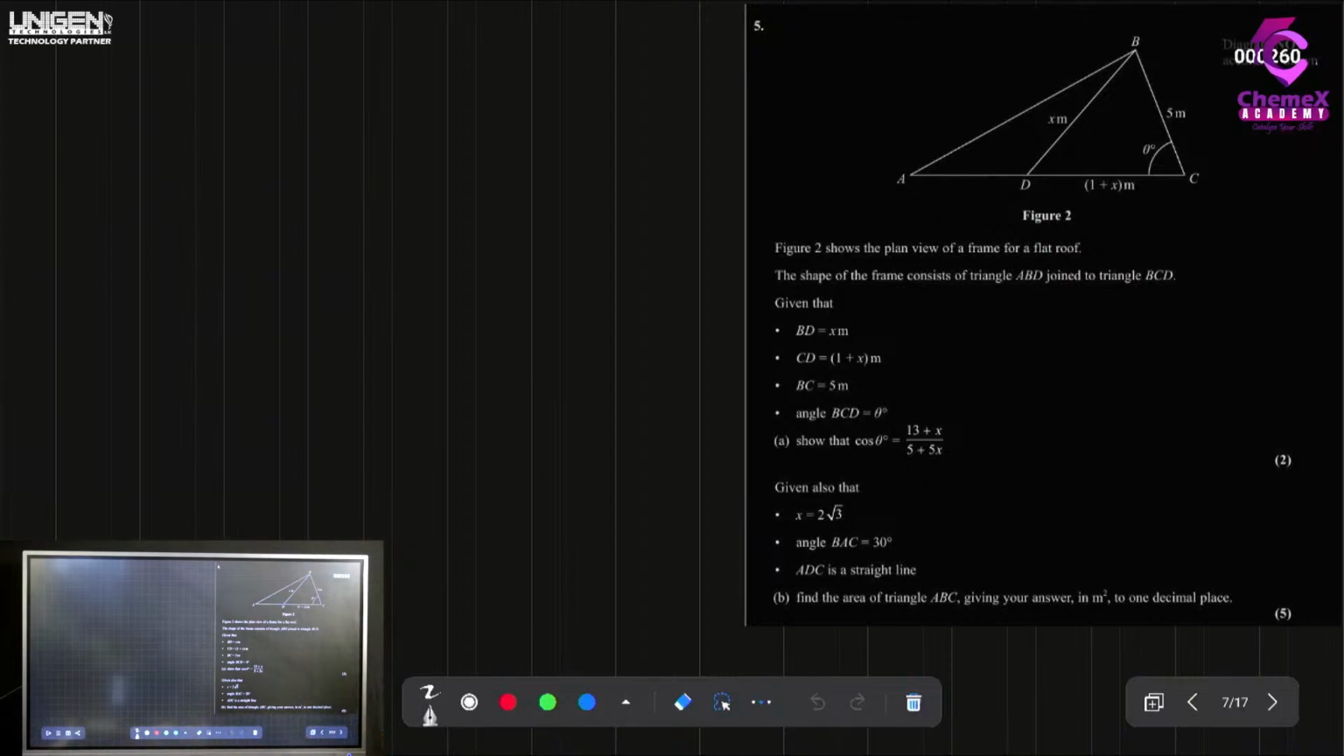No. Okay. Fifth question is about diagram 2, which shows a plan view of a frame, flat roof. The shape of the frame consists of a triangle ABCD joining to the triangle BCD. So I hope the screen is visible. Okay. So this length is x as they have written. CD is given. So they are asking to show cos theta is equal to this here.